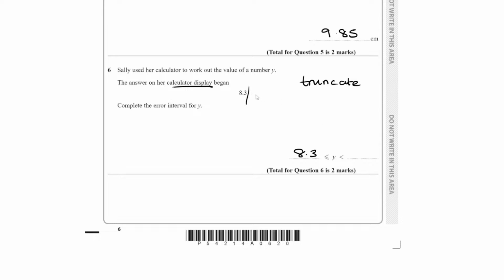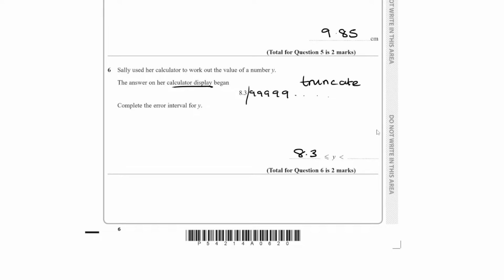Now, we don't know what came after the 3. It could have been, well, they wouldn't have obviously written zeros if it was, but it could have technically had zeros after it, couldn't it? Or it could have had 9s to infinity. We don't know what came after it. So the smallest it could be is the number that they've actually seen.